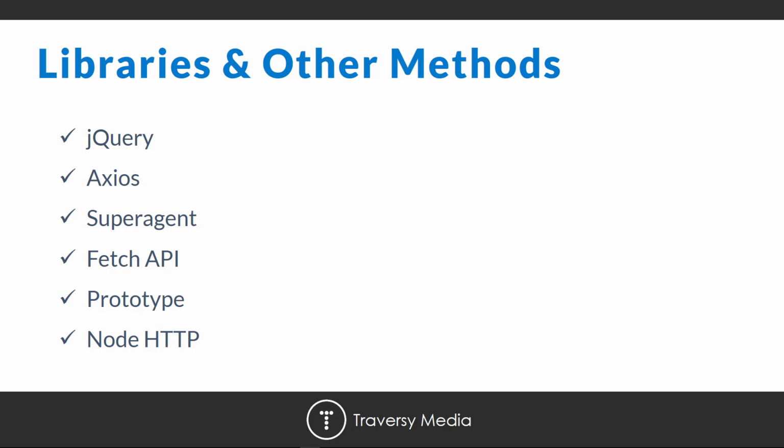A library like Axios or SuperAgent, these are really nice slim libraries for making HTTP requests, and you can make updates and deletes and all kinds of things. So these are really nice libraries to work with.